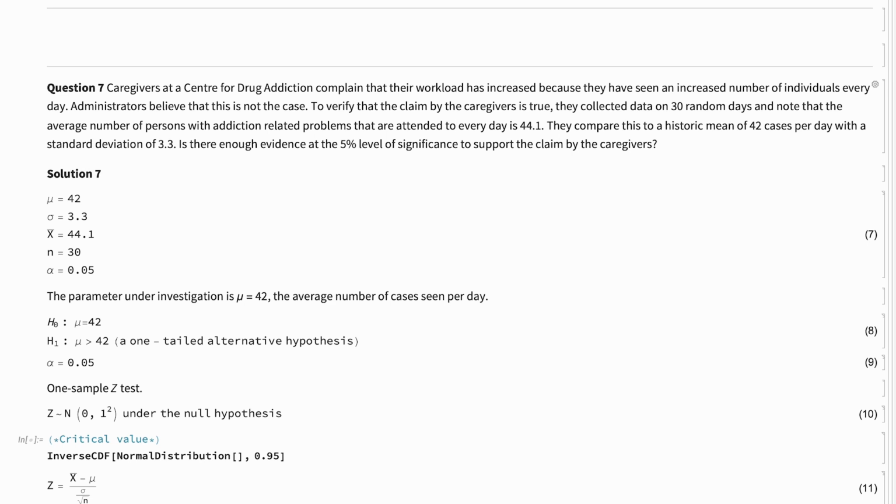So let's take this apart by looking at step number 0. They have historical data. It seems like the mean was 42 cases per day, and that's where we have a population mean of 42 with a standard deviation of 3.3.